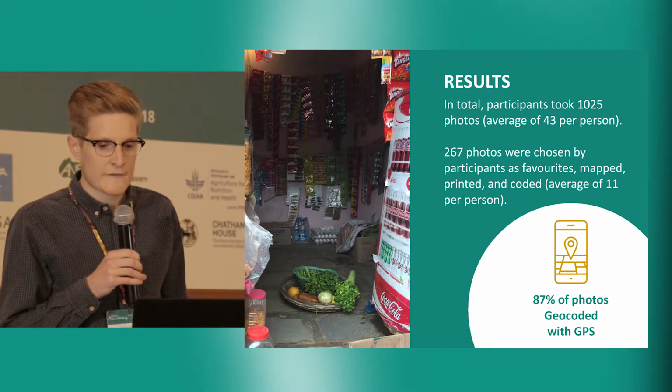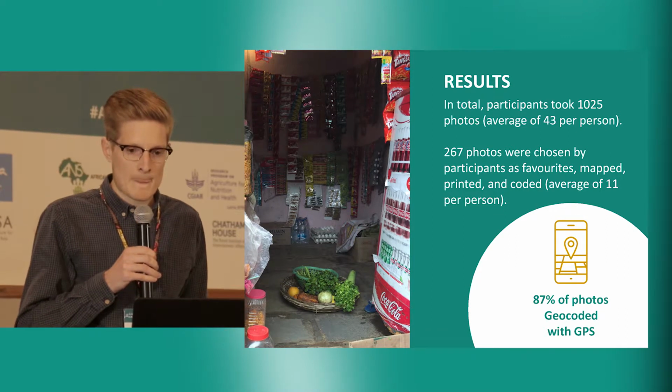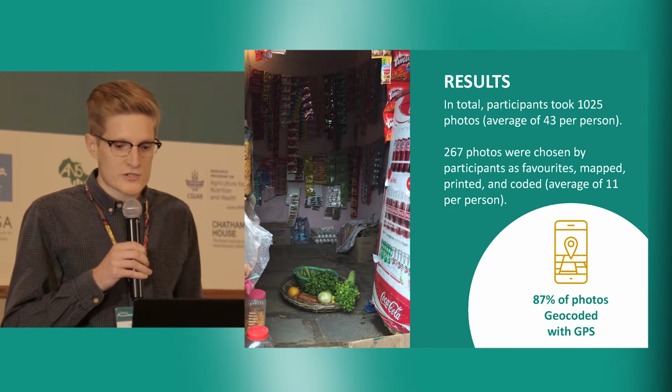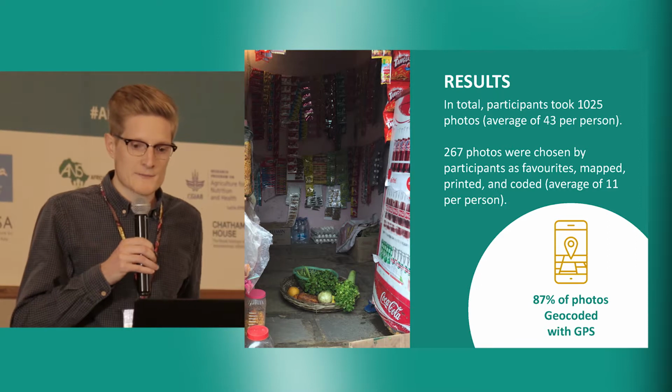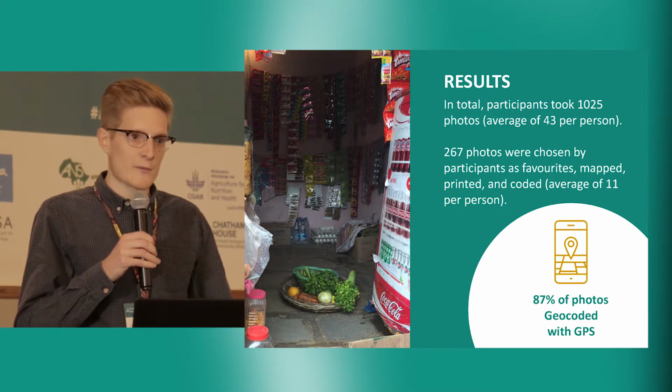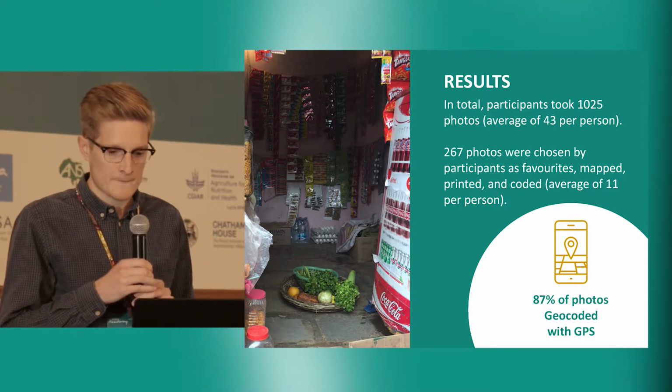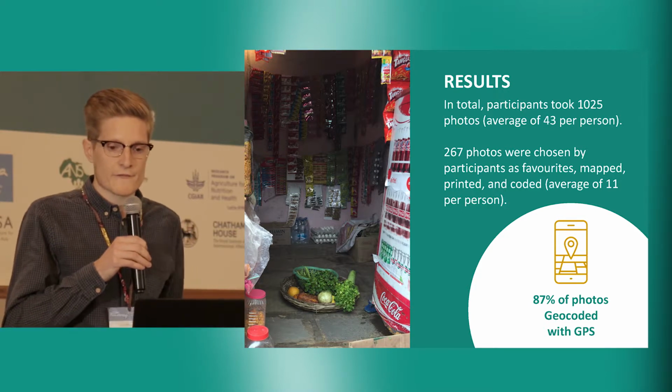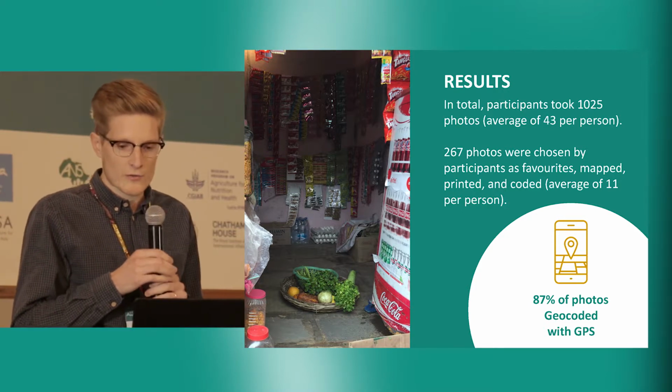So in terms of results, in total, participants took over 1,000 photographs, an average of around 43 per person, and 267 of them were chosen as favorites, and these are the ones that were mapped, printed, and coded. So that was about 11 per person, as you saw previously in that example. And 87% of the photographs were successfully geocoded with GPS.